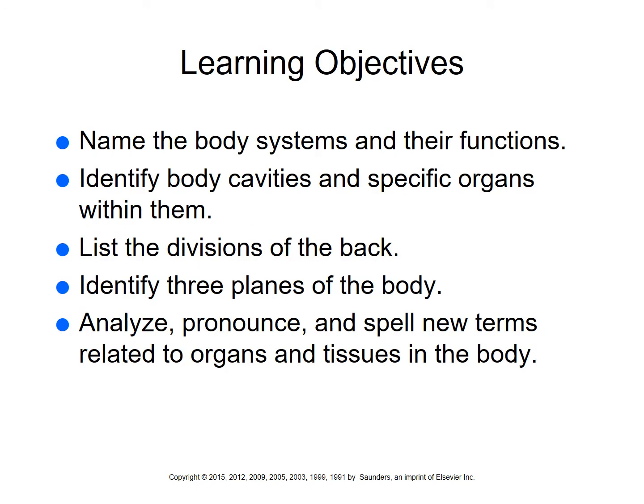Our learning objectives for this chapter are to name the body systems and their functions. We're going to identify body cavities and specific organs within them. We're going to list the divisions of the back. We're going to identify 3 planes of the body. And we're going to analyze, pronounce, and spell new terms related to organs and tissues in the body.